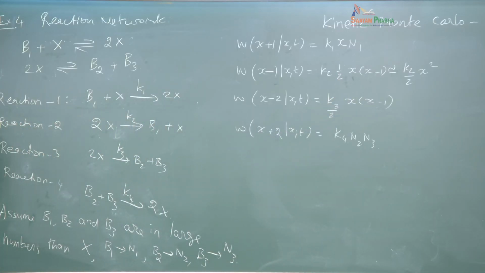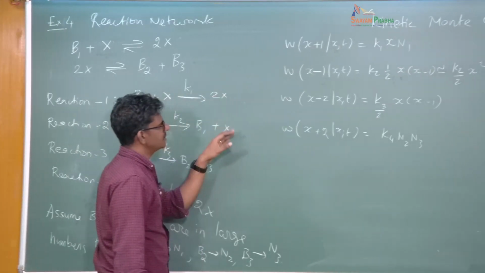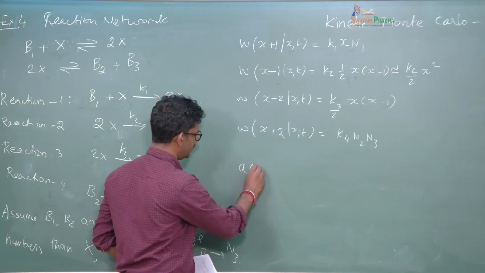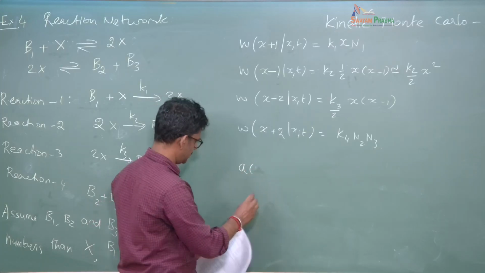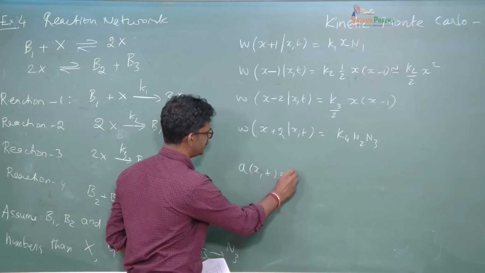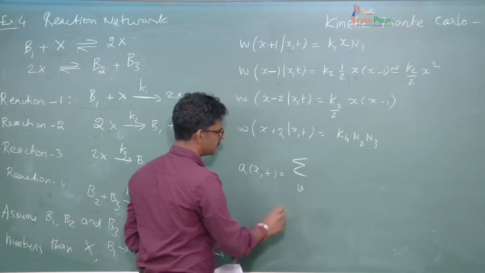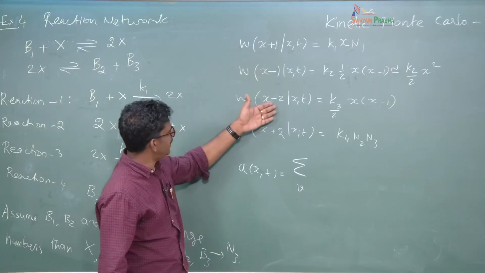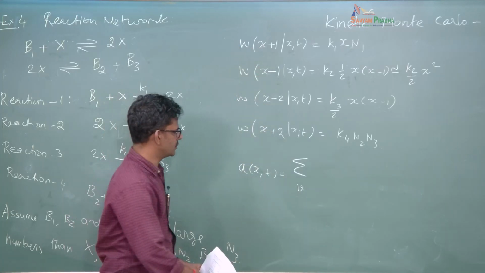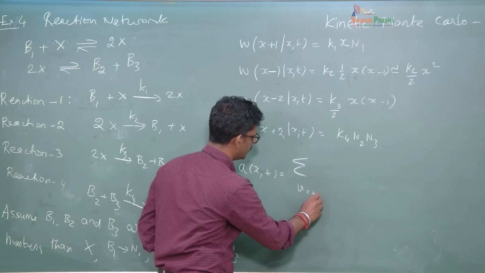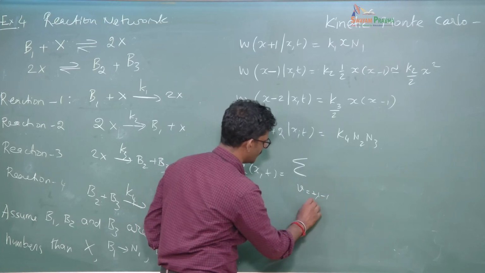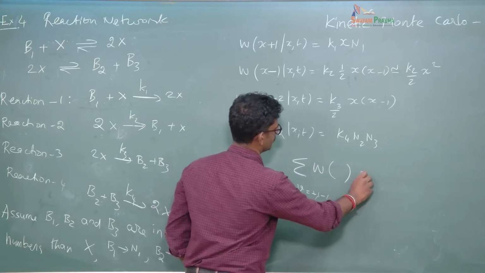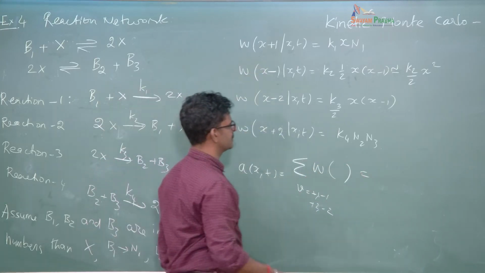So the first step is to define the reactions and then the rates, and then we can go about calculating the total rate A of X comma t, which is nothing but the sum over all possible states nu. You can see nu can be +1, -1, -2, +2, all these possibilities. So here it's going to be summed over +1, -1, +2, -2 of all these W's, which is basically the sum of all these things.